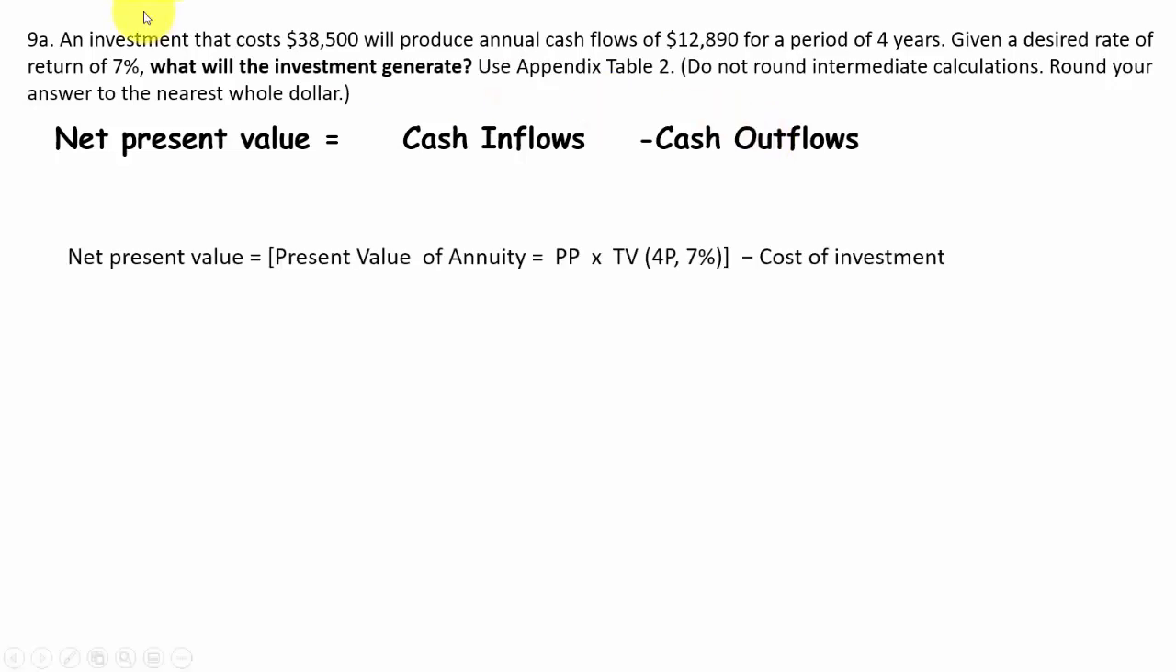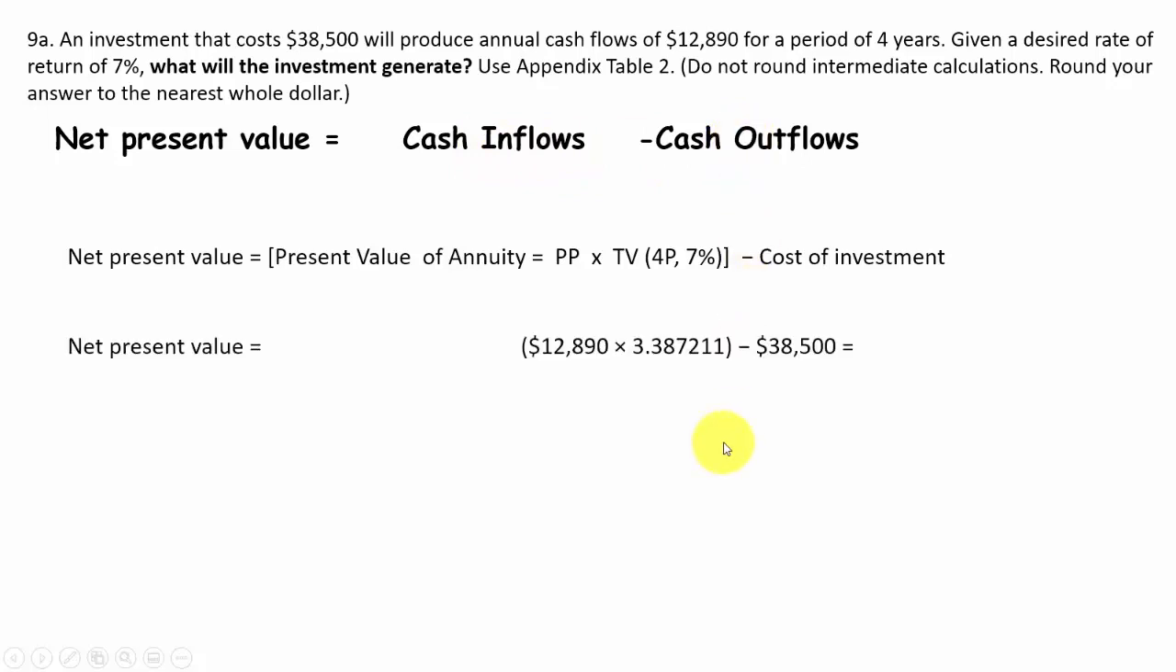To find this out, we're going to take the present value of an annuity, because these are equal payments, right? And the present value of an annuity is equal to the periodic payment times the table value based on 4 periods at 7%. And when we get the present value of these cash flows, we're going to compare that with the cost of the investment. So again, we're taking the $38,500 that we're going to spend, which is cash out, the cost of the investment right here. And then we're going to take these cash flows that we're going to receive over 4 years of time, and we're going to discount all those back to the present. So we're comparing cash inflows to cash outflows at time 0.